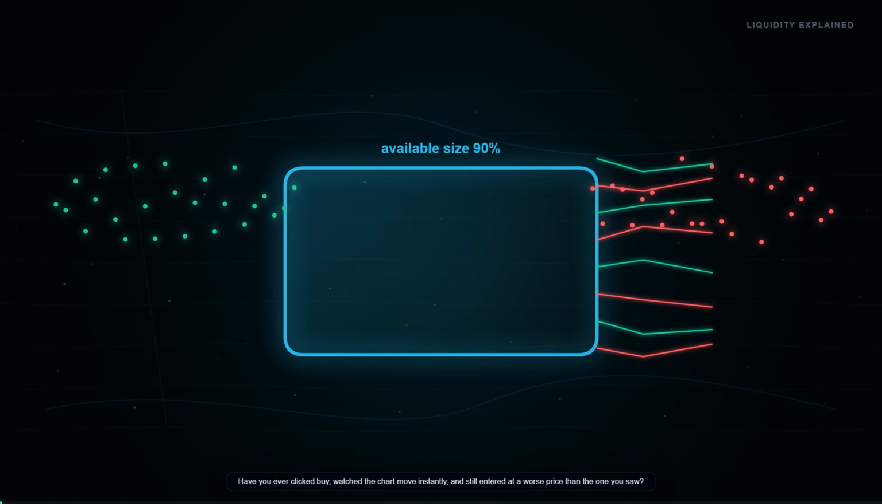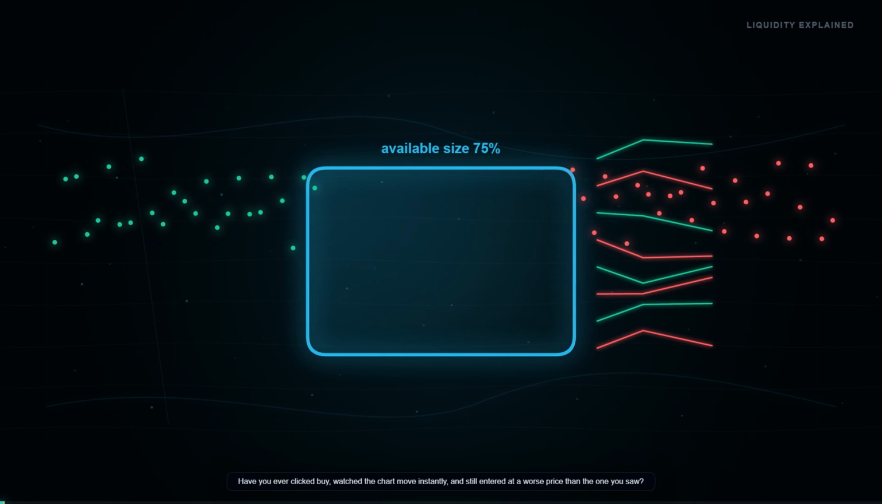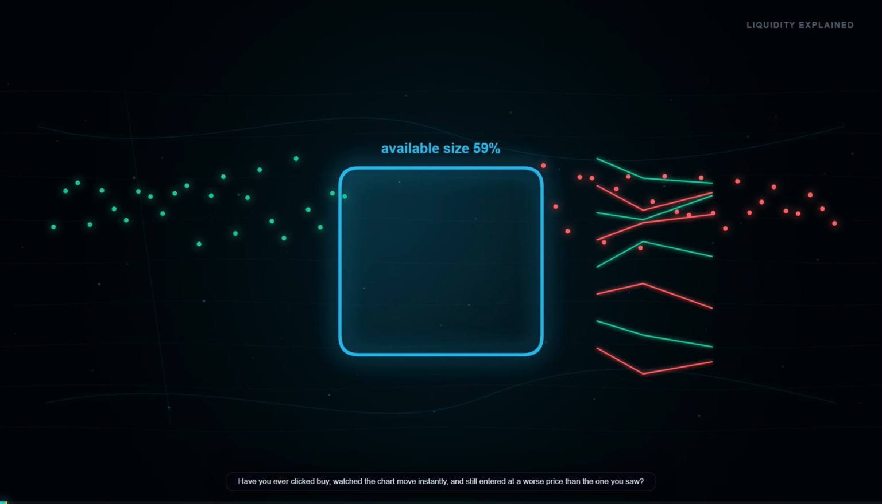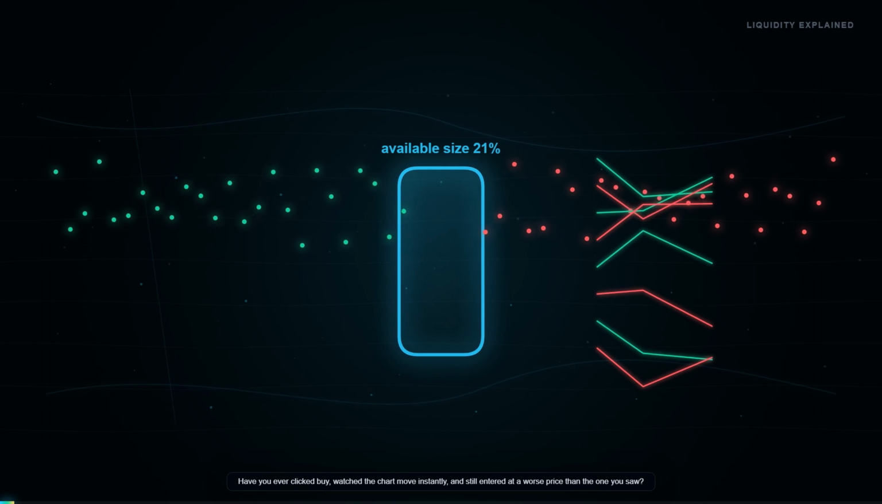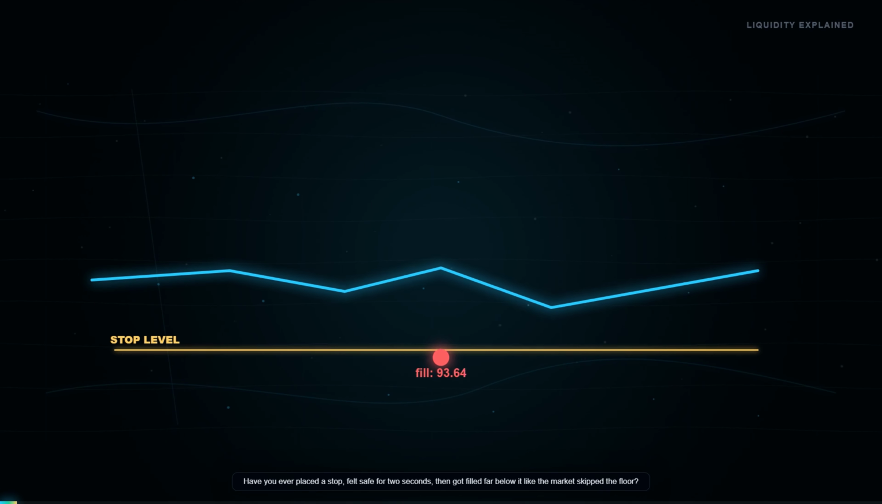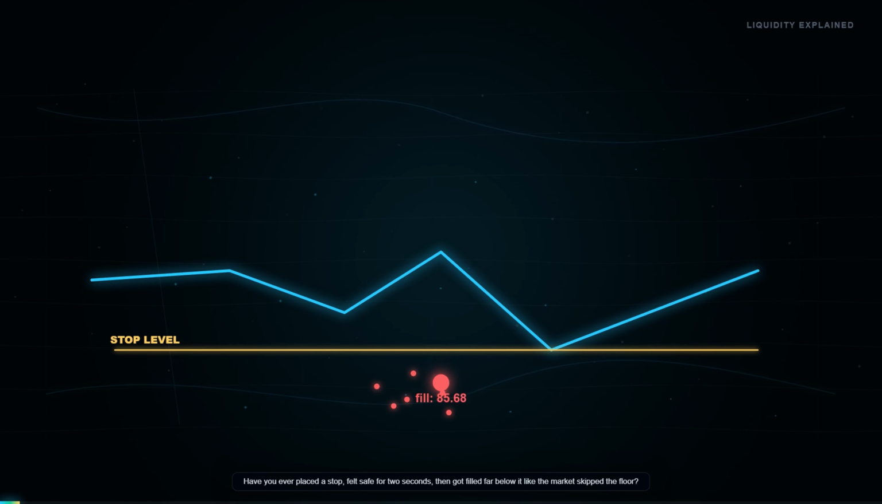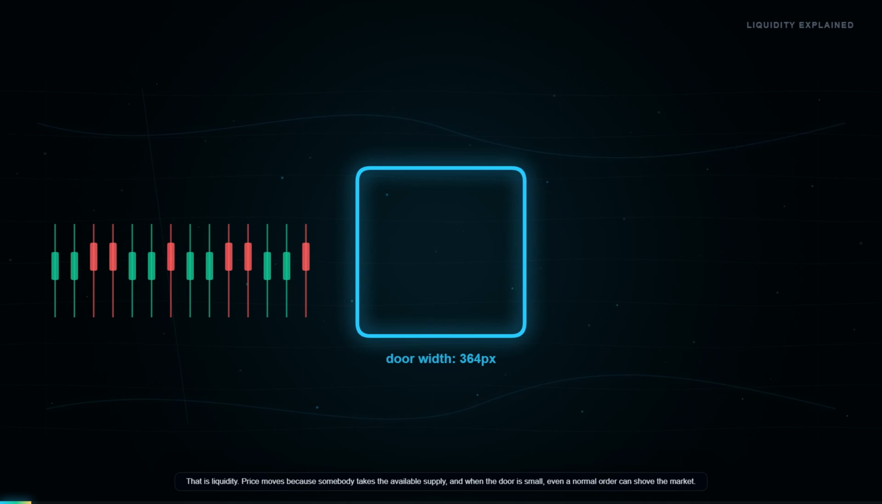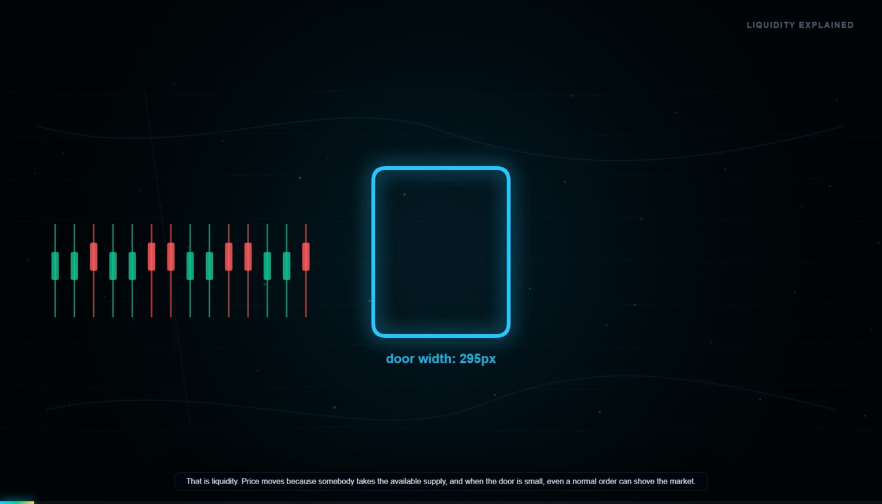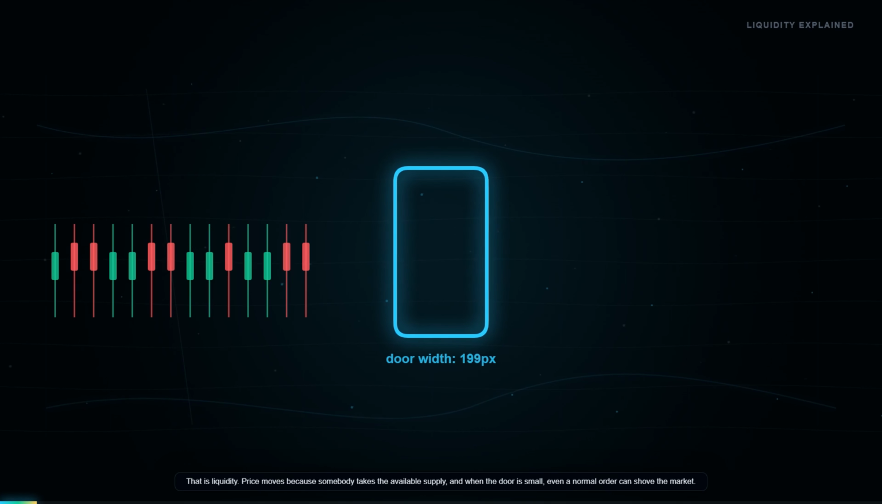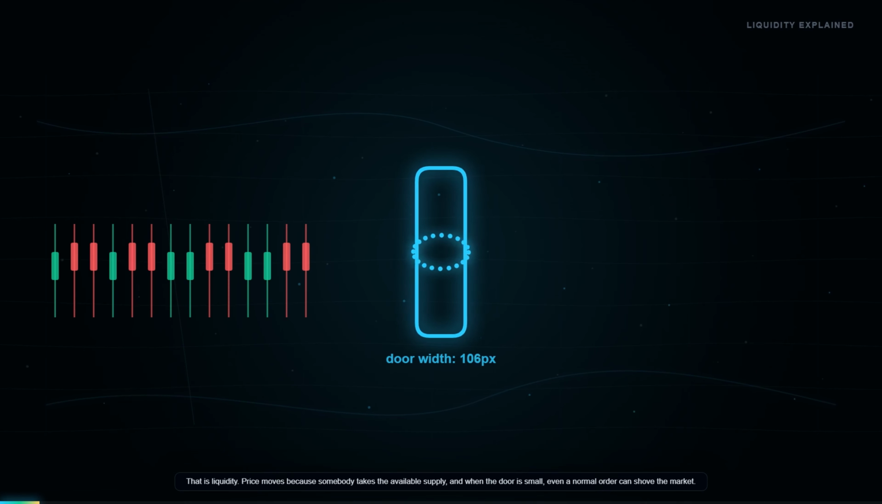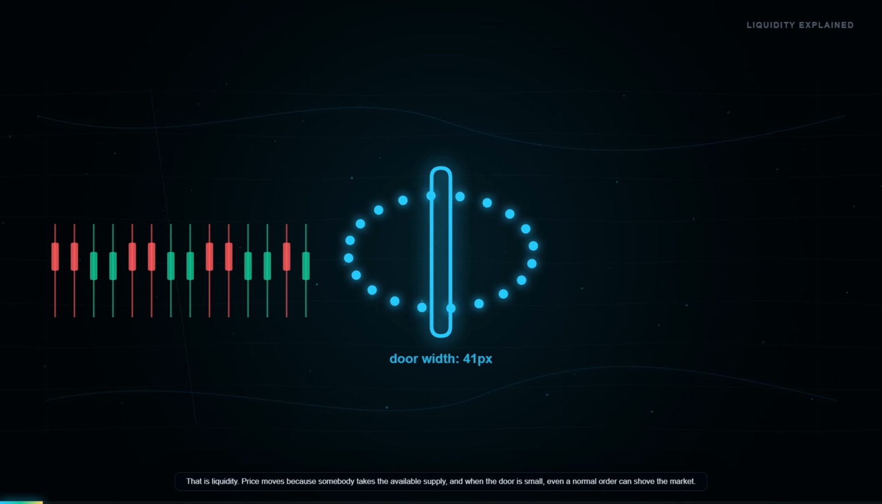Have you ever clicked buy, watched the chart move instantly, and still entered at a worse price than the one you saw? Have you ever placed a stop, felt safe for 2 seconds, then got filled far below it, like the market skipped the floor? That is liquidity. Price moves because somebody takes the available supply, and when the door is small, even a normal order can shove the market.